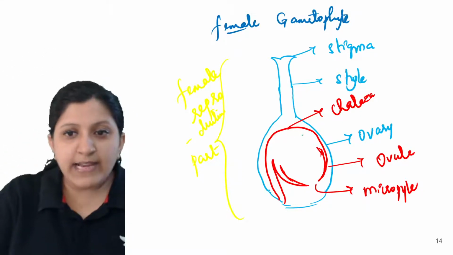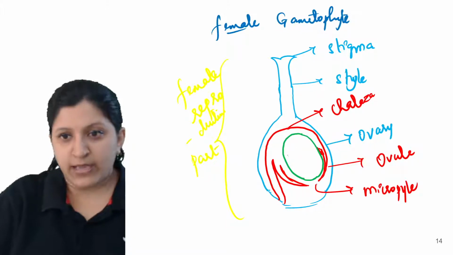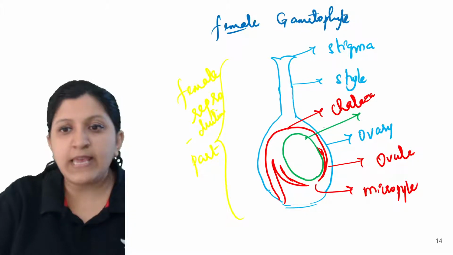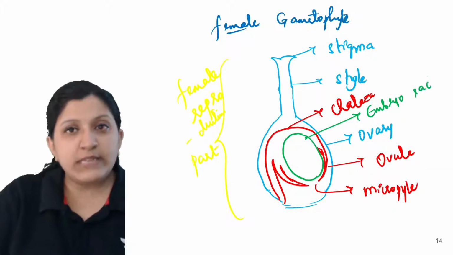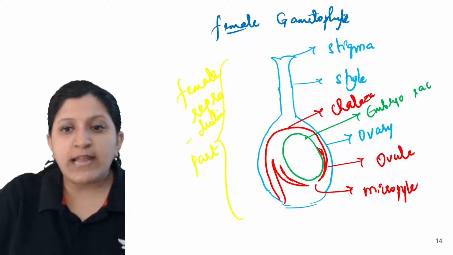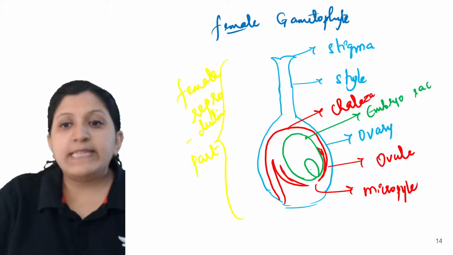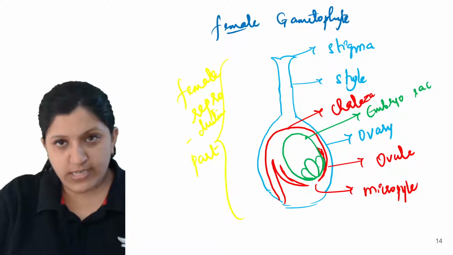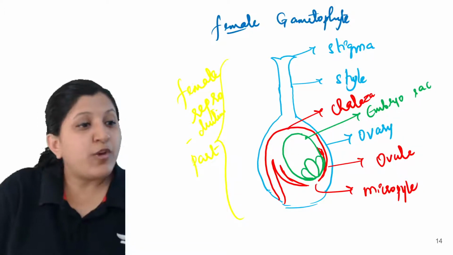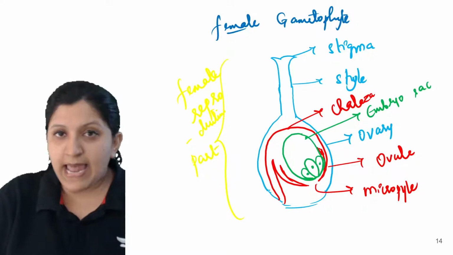Now inside this you can find a female gametophyte which bears the structure called the egg. This one is basically the embryo sac. Within that embryo sac you can see the ovum. This big one is the ovum. Then you can also see synergid cells. This side is the micropylar end, so towards the micropylar end you can find the egg cell and the synergid cells.